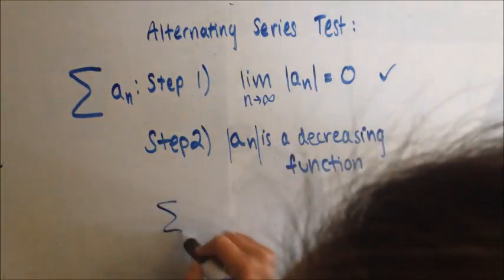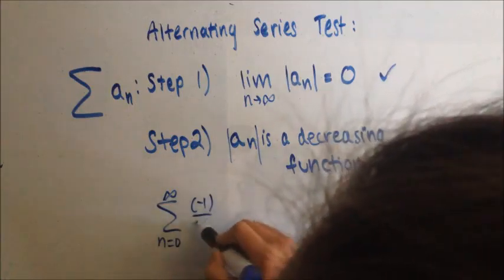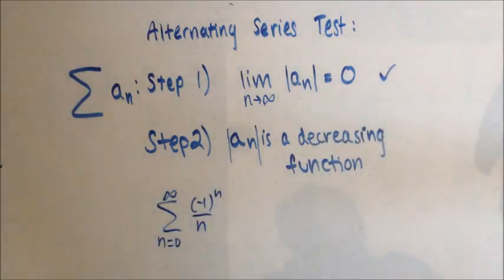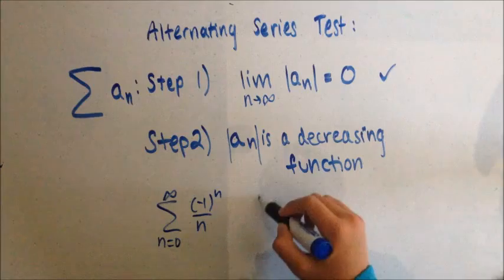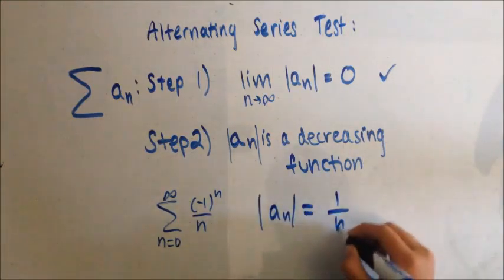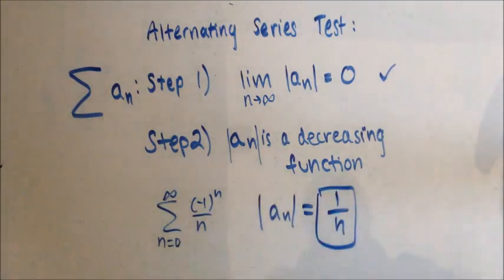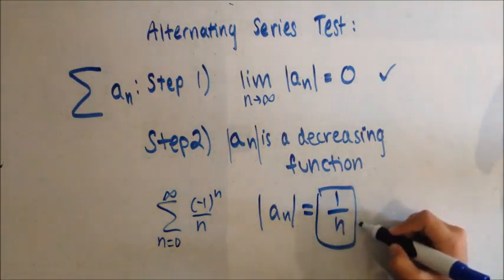So for example, if you had a series like this, the absolute value of a sub n equals 1 over n. So you would check that the limit of this function as n approaches infinity would equal 0, and you would also want to check that this is a decreasing function.